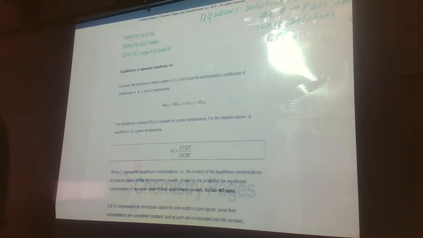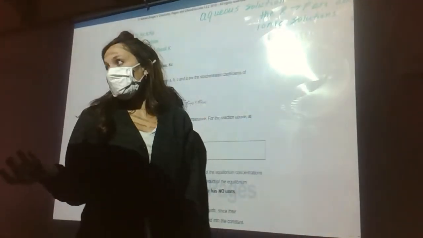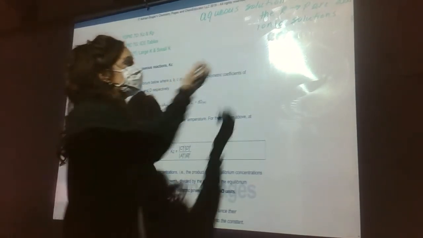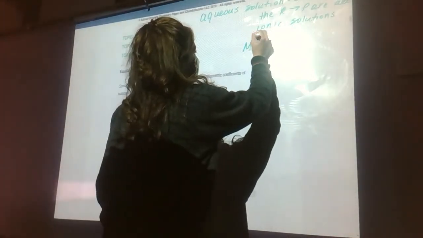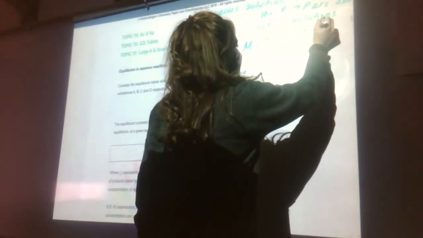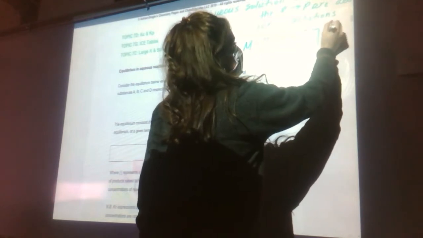And if you remember, ionic solutions have a certain concentration. They have a certain amount of solute per solvent, which is molarity, or moles over liters. In this unit and from now on, we're going to start talking about molarity in terms of brackets. So if you see something in brackets, that means molarity or concentration.